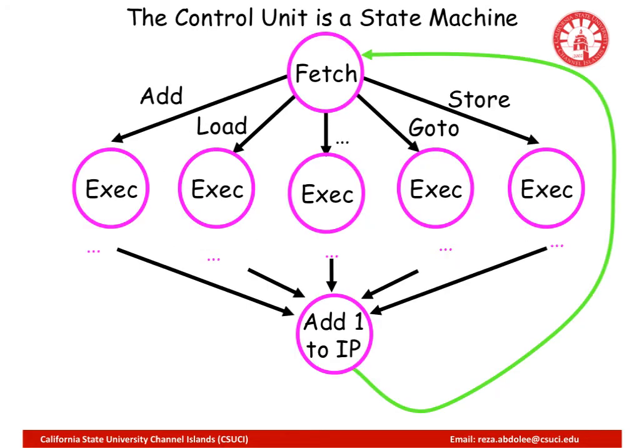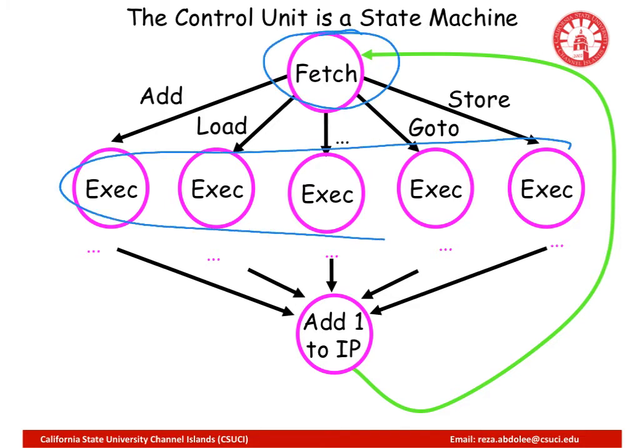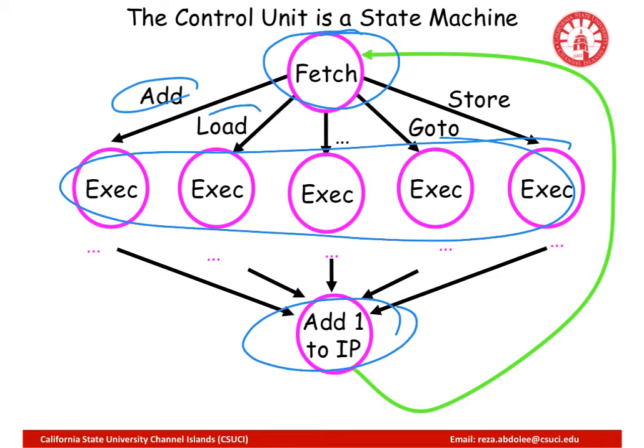Here is the graph of our control unit state machine. As we mentioned, it consists of three simple states. State 1 is fetch, the second one is execute, and the third one is the repeat state. In the fetch state, it fetches the instruction from the RAM, and then it executes that instruction. That execution could be an add instruction, a load instruction, a subtract instruction, a multiplication instruction, a go to instruction, or a store instruction. Depending on what the instruction is, the CPU is going to execute it.